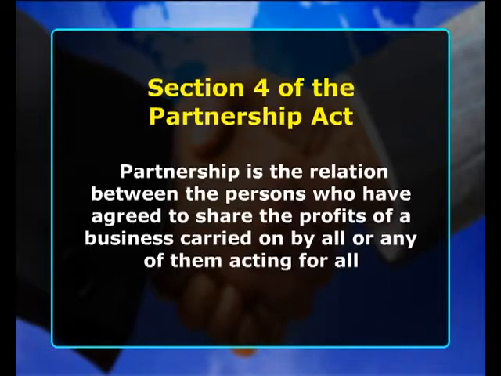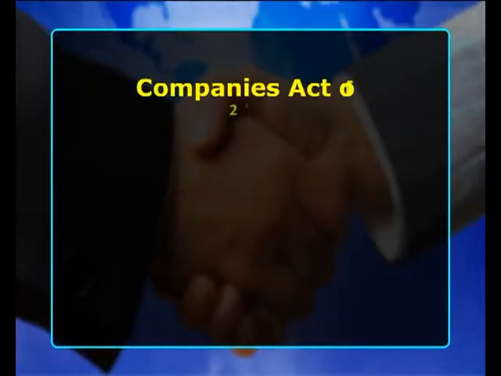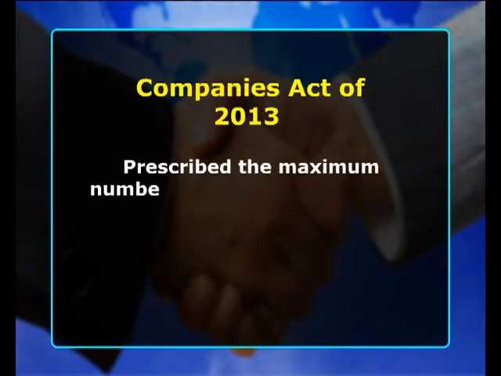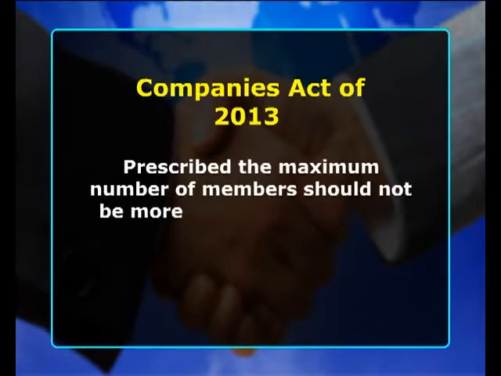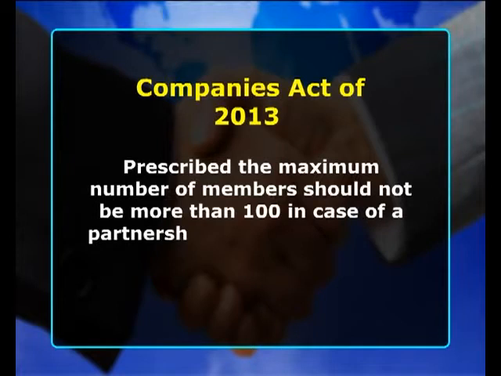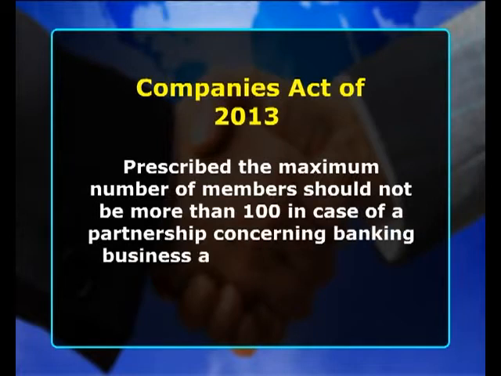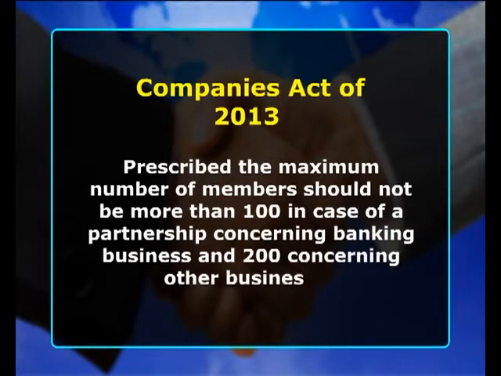This definition is enumerated in Section 4 of the Partnership Act. Persons who have entered into a partnership with one another are called individually as partners and collectively as a firm. The new Companies Act of 2013 has prescribed the maximum number of members should not be more than 100 in case of a partnership concerning banking business and 200 concerning other businesses.